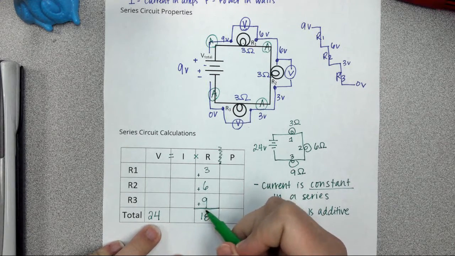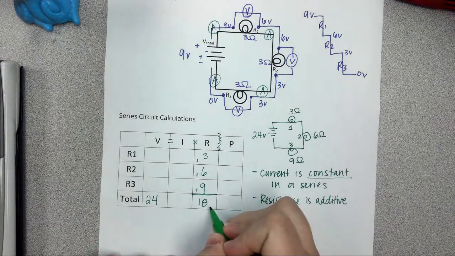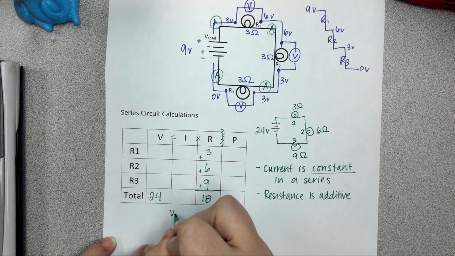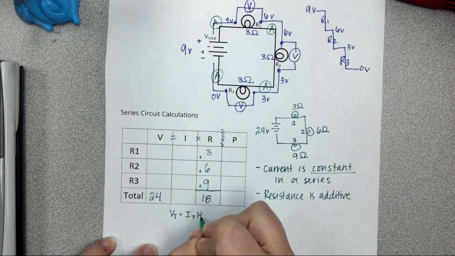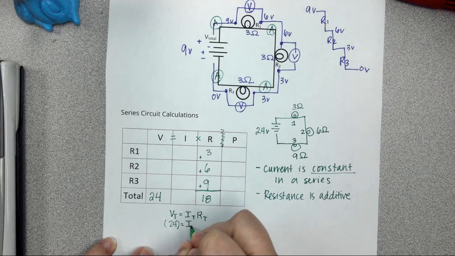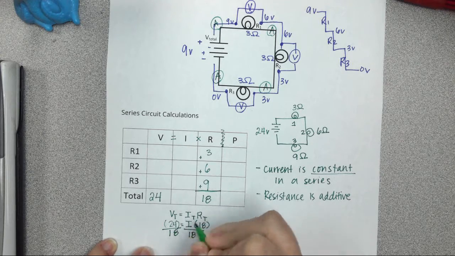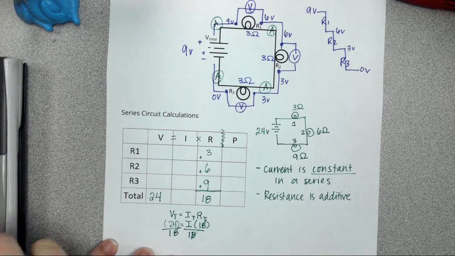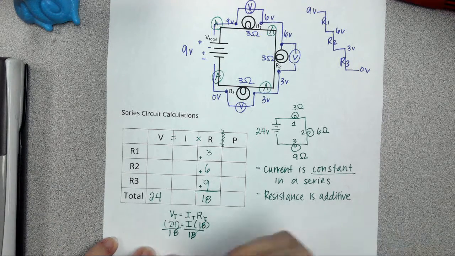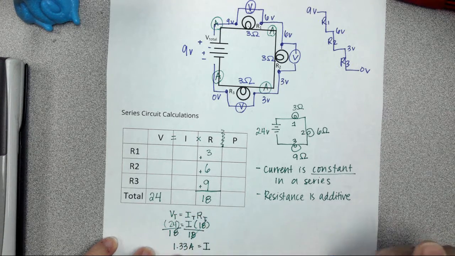Now, using our Ohm's law formula, V is equal to IR, we have total voltage, we have total resistance, so we can calculate total current. So VT is equal to IT times RT, and the T's just mean total, you don't have to write those. So 24 is equal to I times 18. We're going to have to divide both sides by 18, and in this case we are going to get 1.333333. So 1.33 amps is equal to our total current.